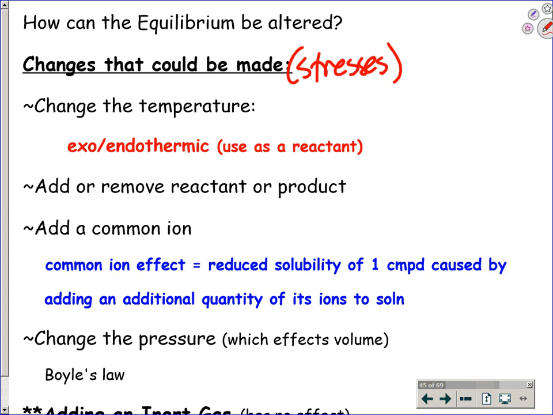Once you get done with what's on the board, I think this is about as simple of a definition as I can make for Le Chatelier's principle in your own words, something that makes sense. So I'd like for you to write something like that down if you need that for your own notes.